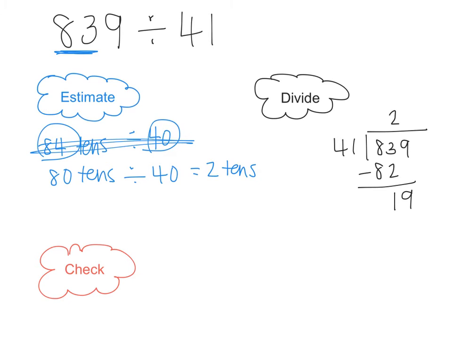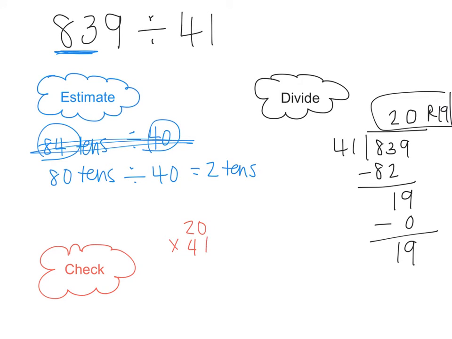So what do I need to record in the ones place? So how many ones did I use up? 0. So what is my remainder? So my answer should be 20, remainder 19. But I can't really be sure until I check. When I check, I'm going to multiply 20 times 41.